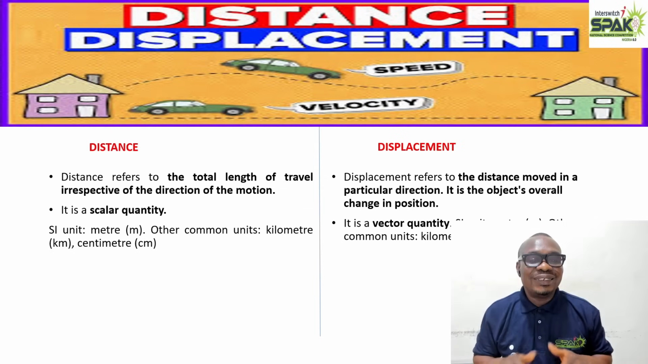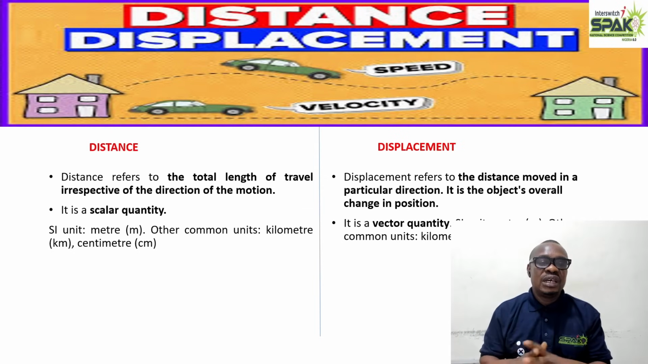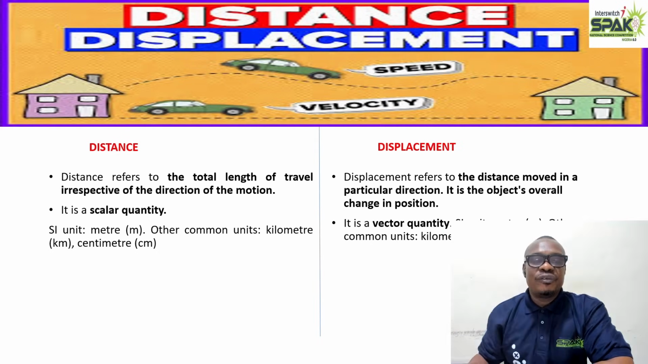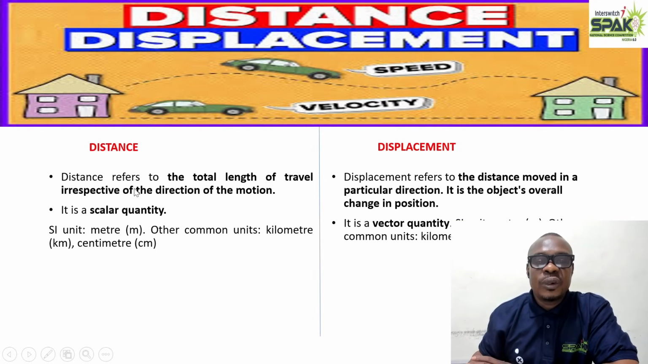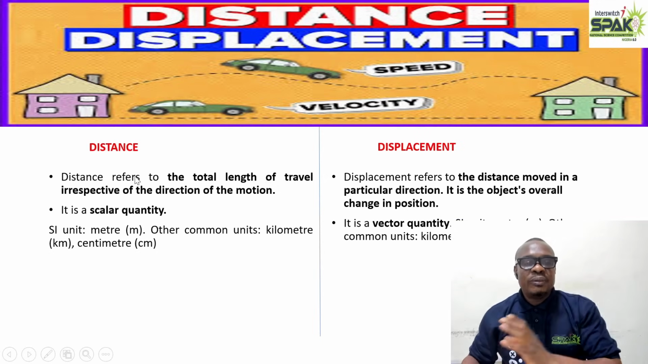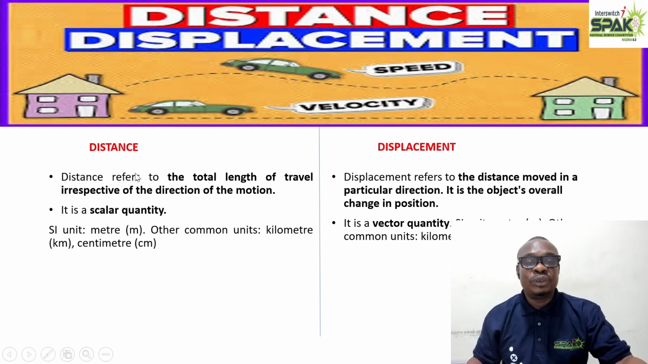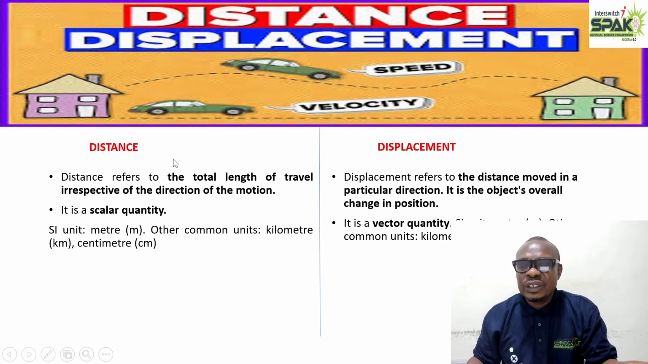So what then is distance and what then is displacement? Let's begin with distance. Distance refers to the total length of travel irrespective of the direction of the motion. Basically, distance deals with the path followed by the object, irrespective of the direction. But displacement refers to the distance moved in a particular direction.